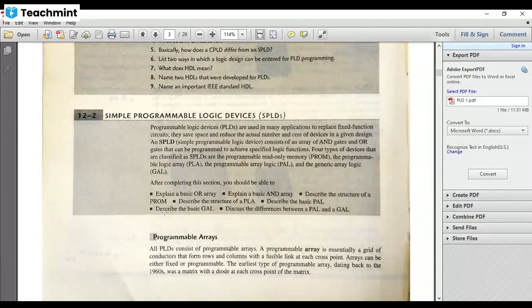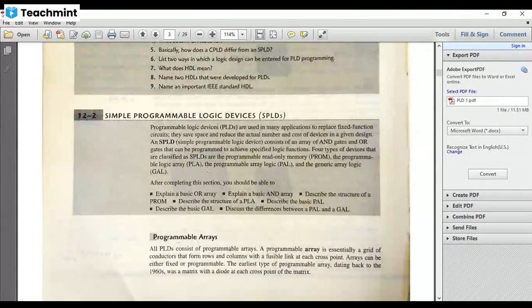Now here, these SPLD devices have a lot of applications in electronics, in that they replace fixed function circuits. Due to that, the chip size is reduced, as well as the cost. And as the chip size is reduced, we are saving chip space. So due to these three conditions, it was heavily utilized in the electronics industry in the initial stage.